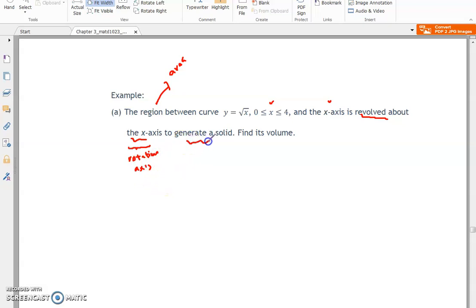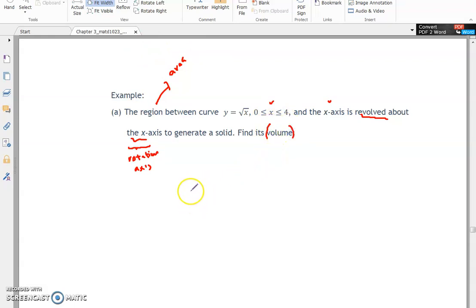To generate a solid, here we are going to see whether our solid is a circle or something like a ring. If we are using a circle, basically we are going to call it the disc method. If we get something like a ring, basically we are going to deal with a washer. But in our example here, most probably we are going to get a disc. So let me erase that part. So the question here is we are going to find the volume.